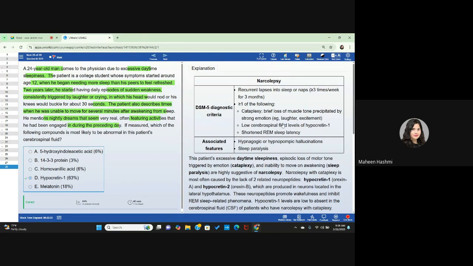You give modafinil as a treatment. So what modafinil does is basically it increases the levels of orexin 1 and orexin 2, or orexin A and orexin B, vice versa.